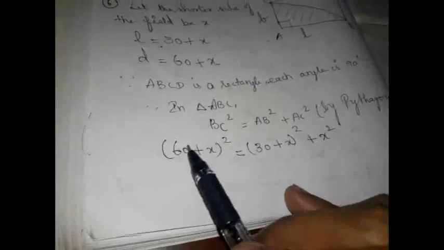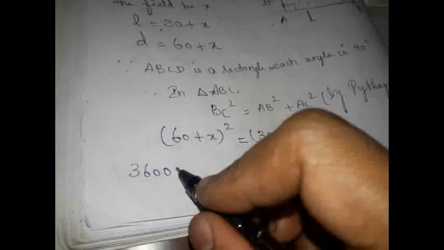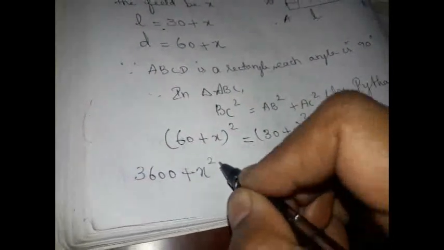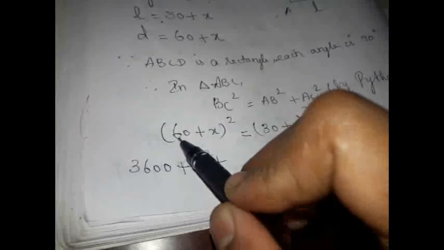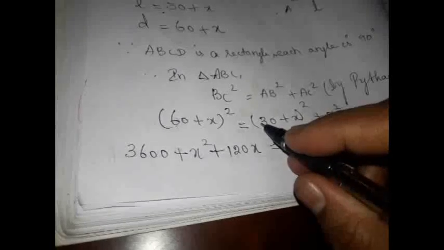Now how will you simplify? Expand. This is by the a plus b the whole square identity. a square: 6 6s are 36, 3600, plus b square, x square, plus 2ab, 2 into 60 into x. 2 into 60 will become 120x, which is equal to, again the same way, a plus b the whole square: a square 900 plus b square plus 2 into 30 into x, so 60x plus x square. How did we get this x square? This x square on this side and the x square on that side will get cancelled.